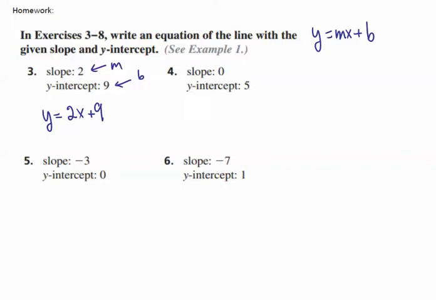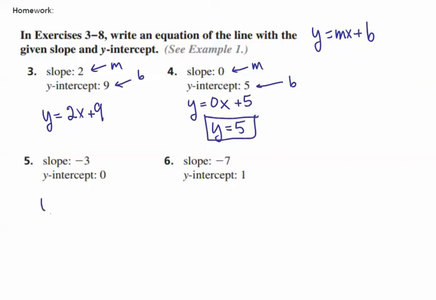Going on to number 4, if the slope is 0, that's m, and the y-intercept is 5, so that's b, and we get y is equal to 0x plus 5. Recall that 0 times x is 0, so what we really have is just the equation y equals 5, which is a horizontal line whose slope is 0.